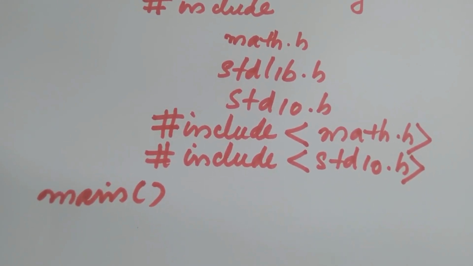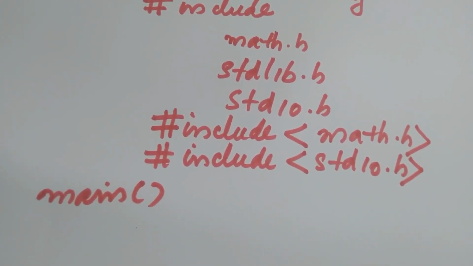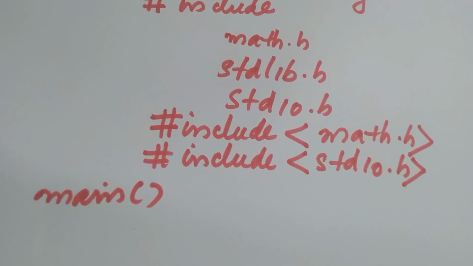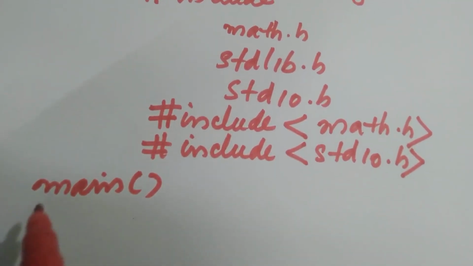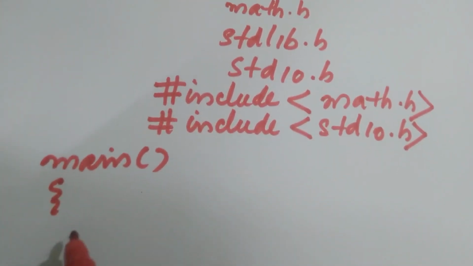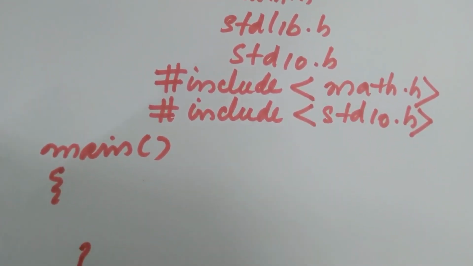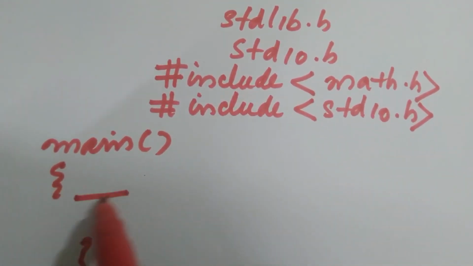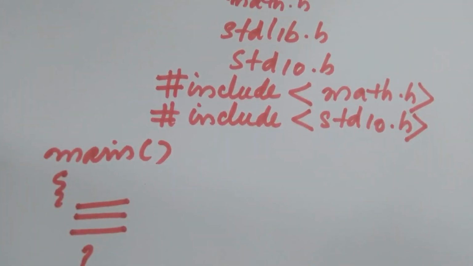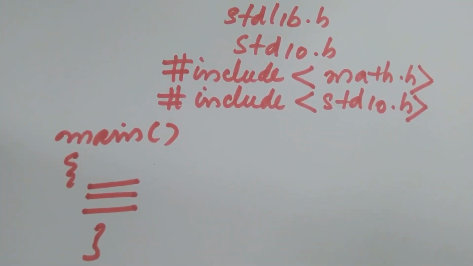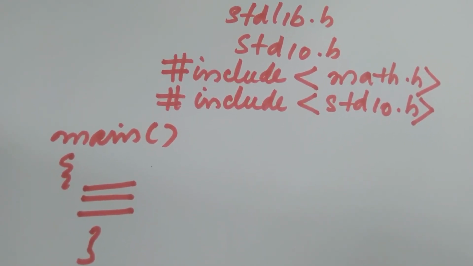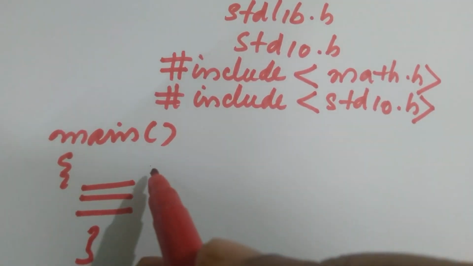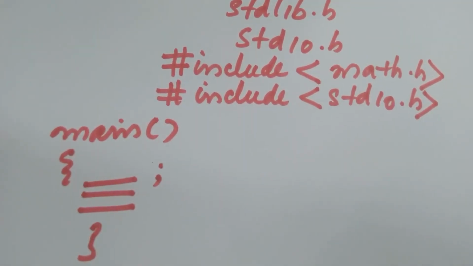And the main function is the most important part of a C program. The whole program is written inside the main function. The main function begins with a curly bracket and ends with a closing curly bracket. And the whole program statements will be written in between these curly brackets. Note that all the C program statements should be written in lowercase letters, and all the statements are terminated with a semicolon.